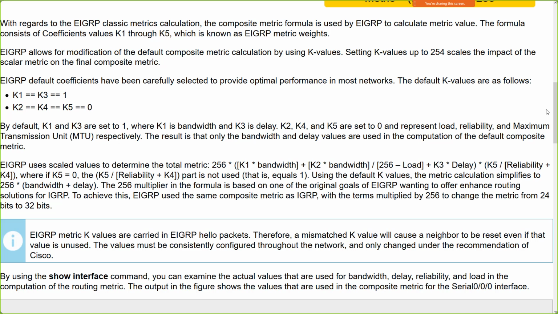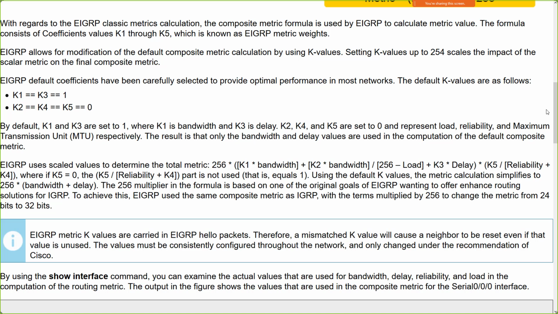Again, not recommended. So the formula, they do have it listed here: 256 times K1 times the bandwidth, plus K2 times the bandwidth divided by 256 minus the load, plus K3 times delay, times K5 divided by reliability plus K4.